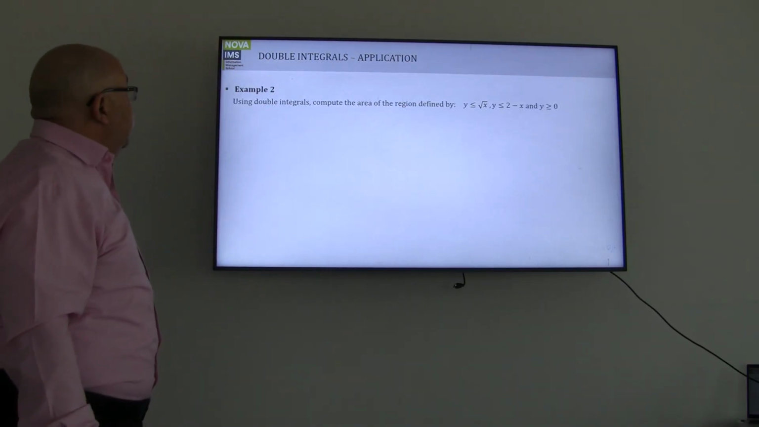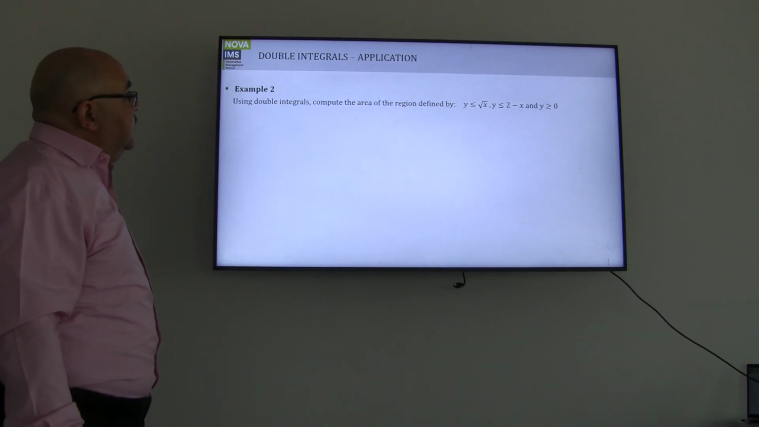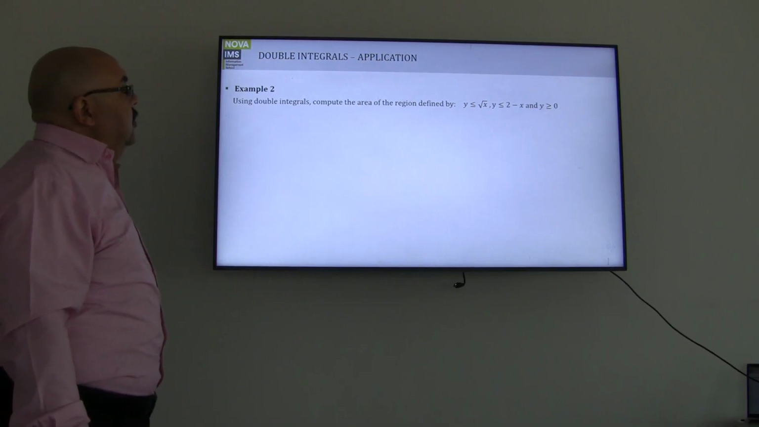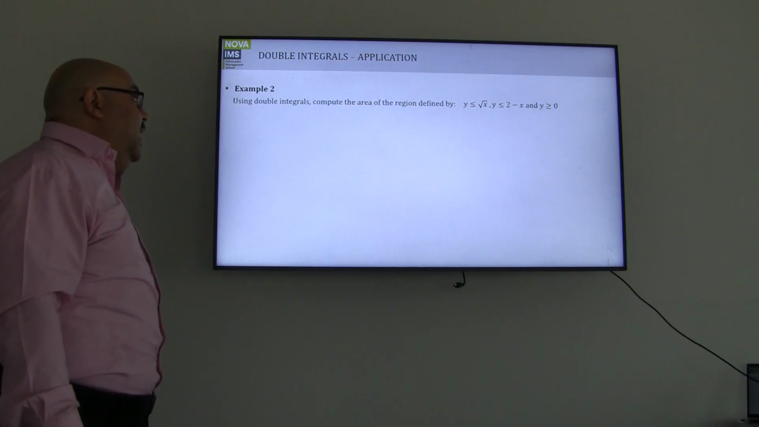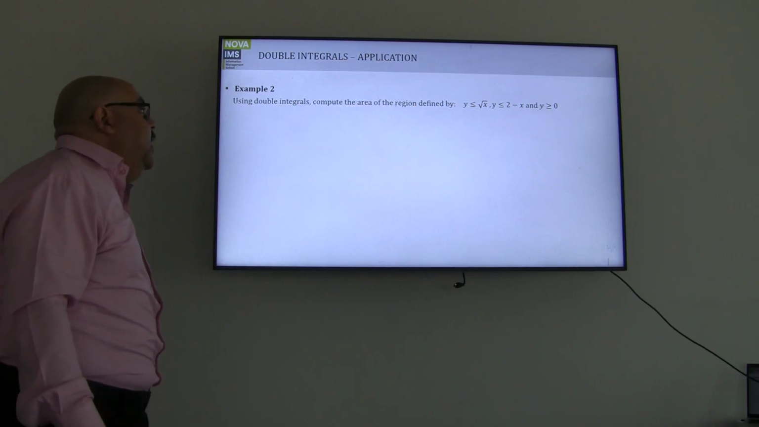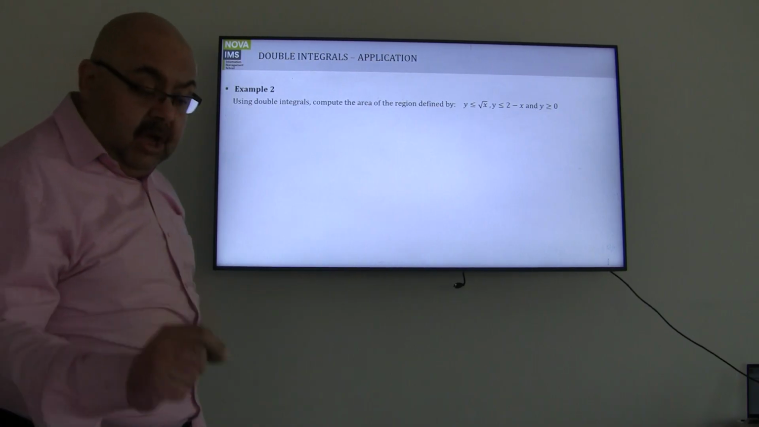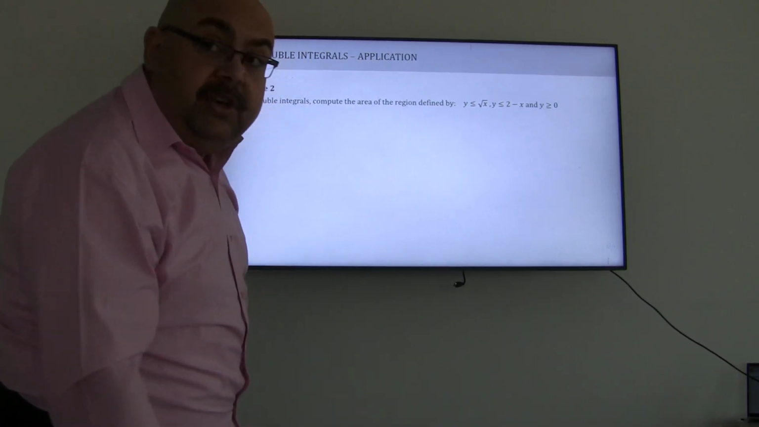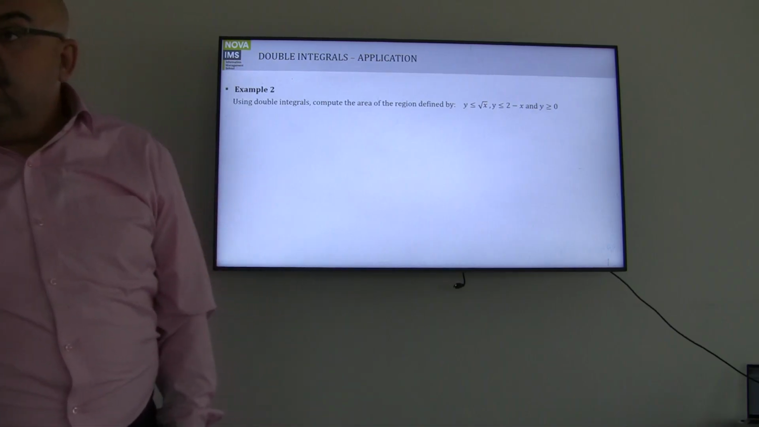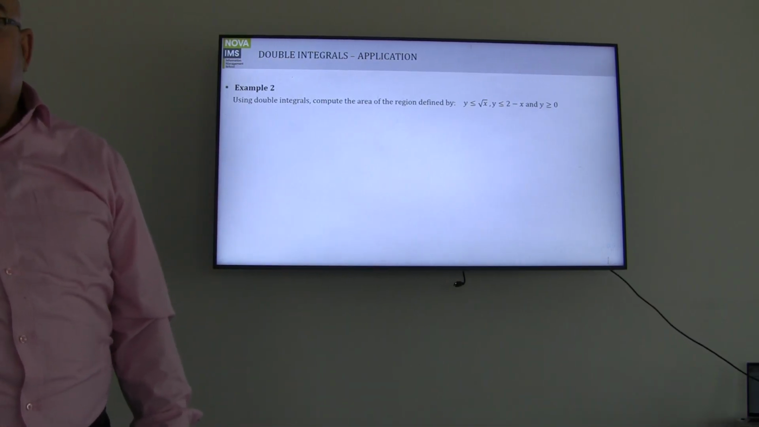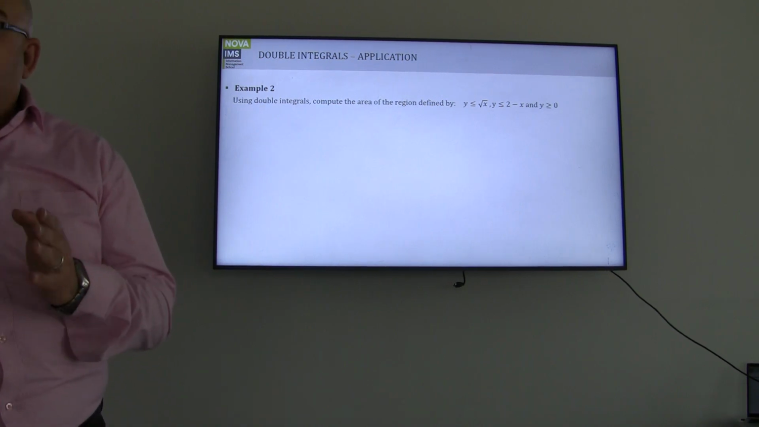Also, that's another problem. He wants you to evaluate the region where y is less than or equal to root of x, and y is less than 2 minus x, and y is greater than or equal to 0. If you look at the region, I need you to understand how to draw the region, because if you didn't draw the region, you're not going to be able to determine which direction you will use.